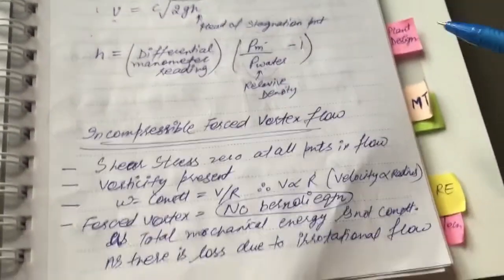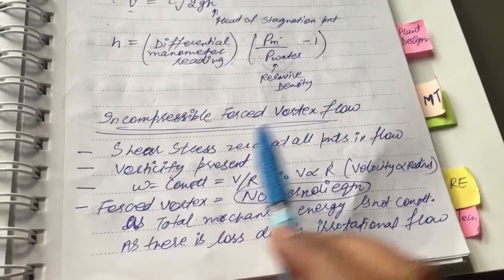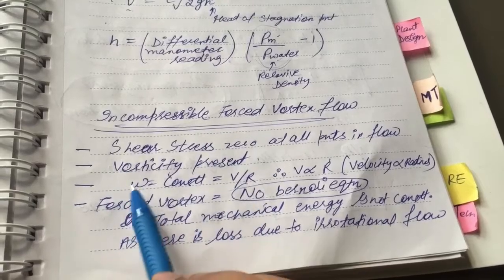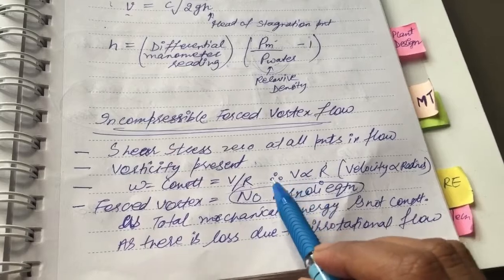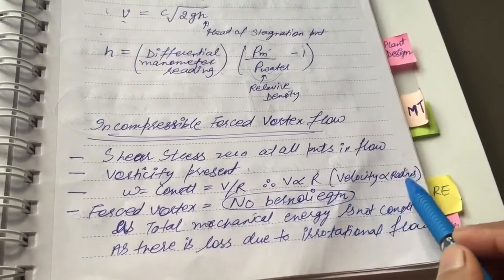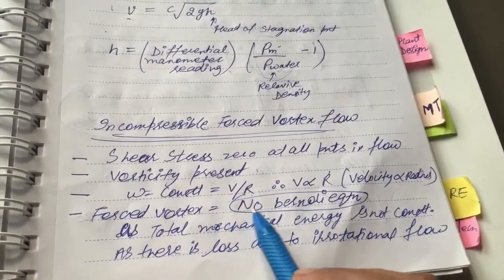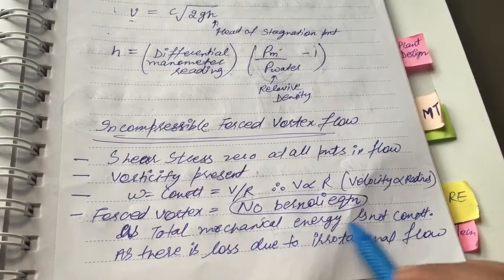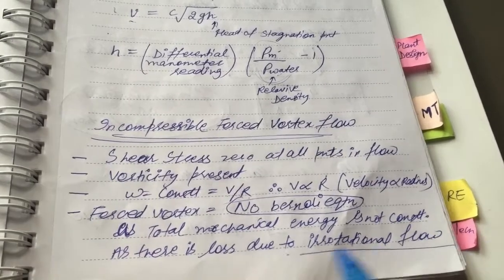And incompressible forced vortex flow: shear stress is 0 at all points in flow, vorticity is present, and w is constant, which is equal to v by r. Therefore v is directly proportional to r, which is velocity is directly proportional to the radius. And for forced vortex, Bernoulli equation is not applied in that case, as total mechanical energy is not constant, as there is loss to irrotational flow.